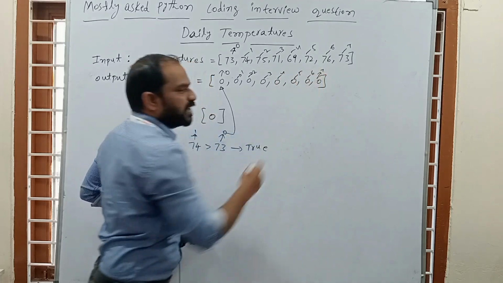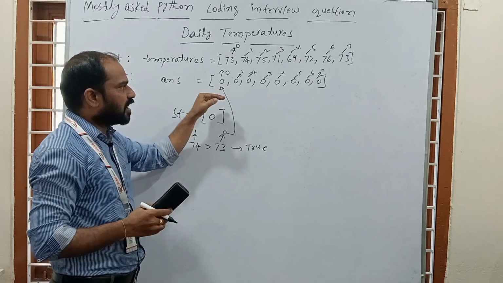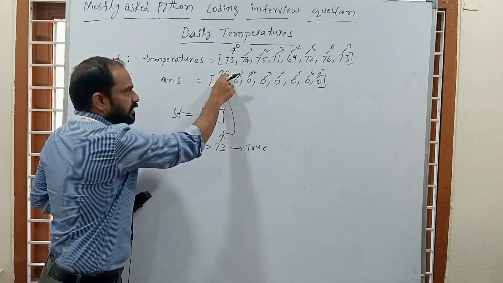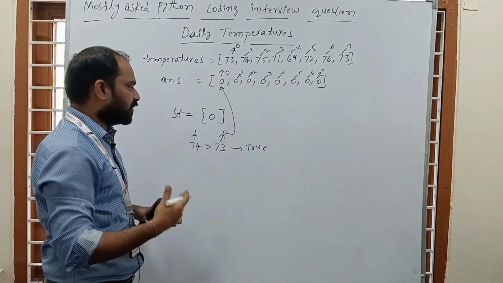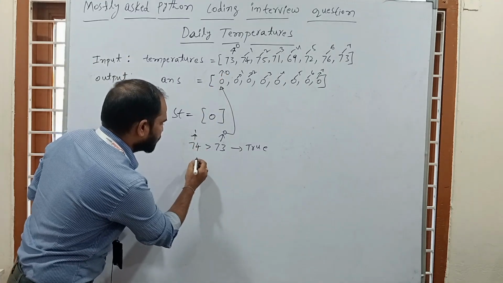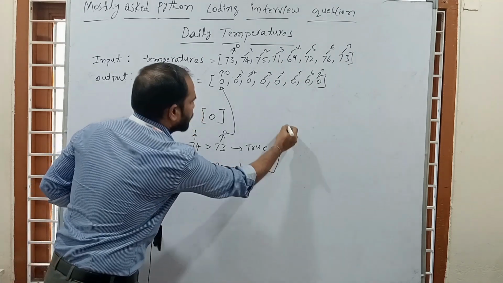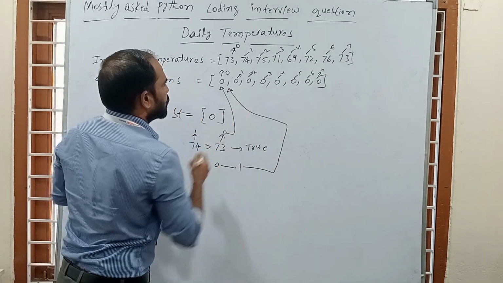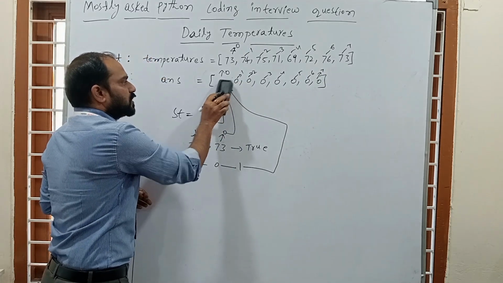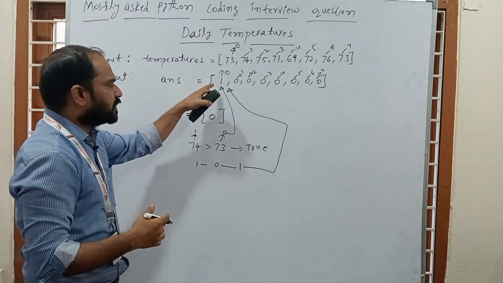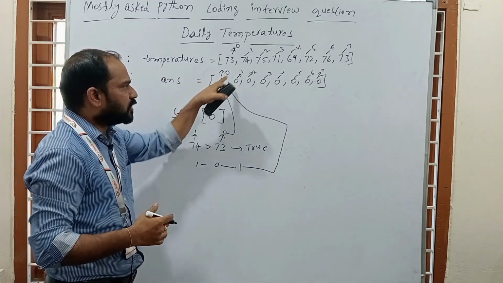But we need to update the answer in the answer array or output array. At this index, what do I need to modify? I need to modify the result as 1 minus 0, that is 1. So now append this result at this particular position. Now instead of 0, you need to append 1. So you need to modify the element value at index 0 as 1.